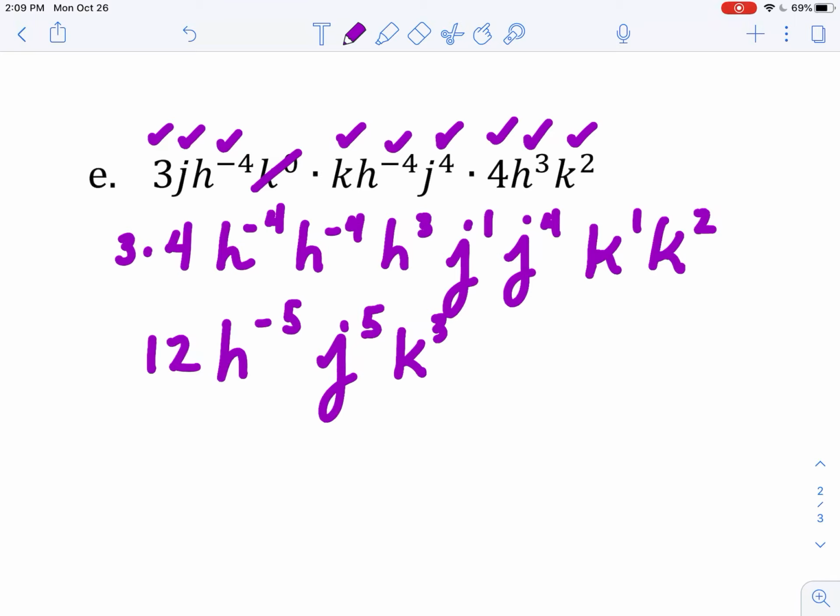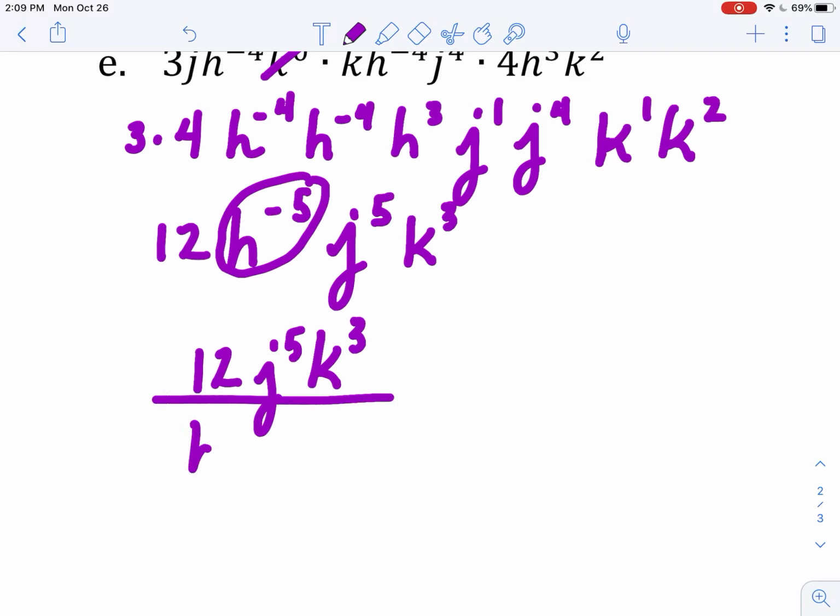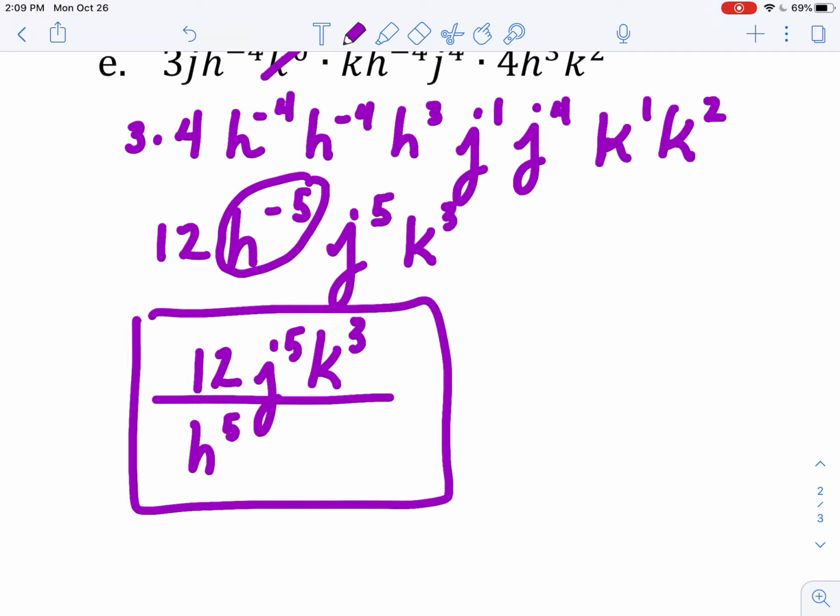We would be almost done, except for this one right here needs to be moved because it's to the 5th power. So move only that. Leave everything else on top. 12, J to the 5th, K to the 3rd. And move the H to the 5th to the bottom, and when it moves, it becomes positive. And that would be your final answer.